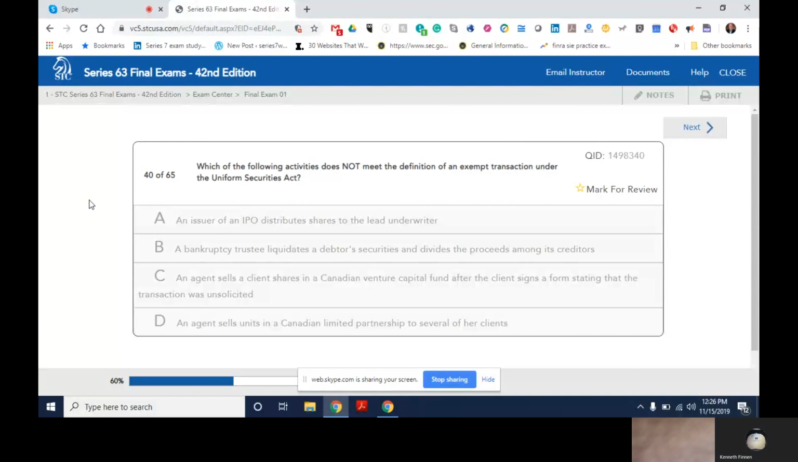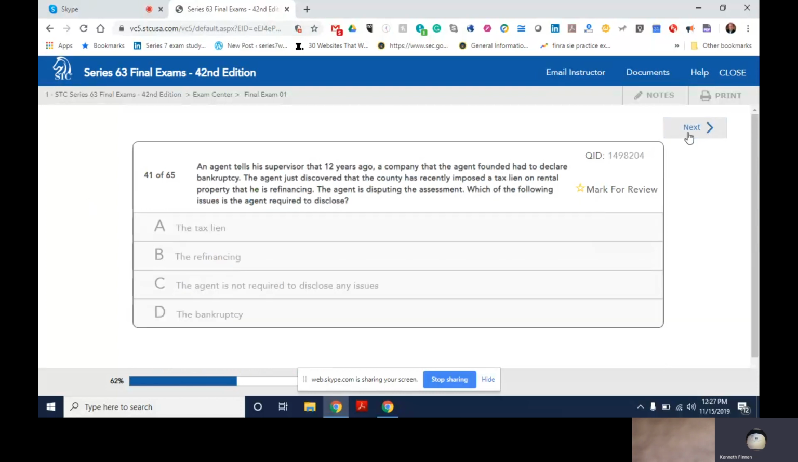So C is saying basically that's an unsolicited transaction. And D, an agent sells units in a Canadian limited partnership to several of our clients. That would not be an exempt transaction because that's straight up just selling to your clients. The first three are exempt transactions: IPO, issuer selling to an underwriter is fine. Bankruptcy trustee is an exempt transaction, and unsolicited is an exempt transaction.